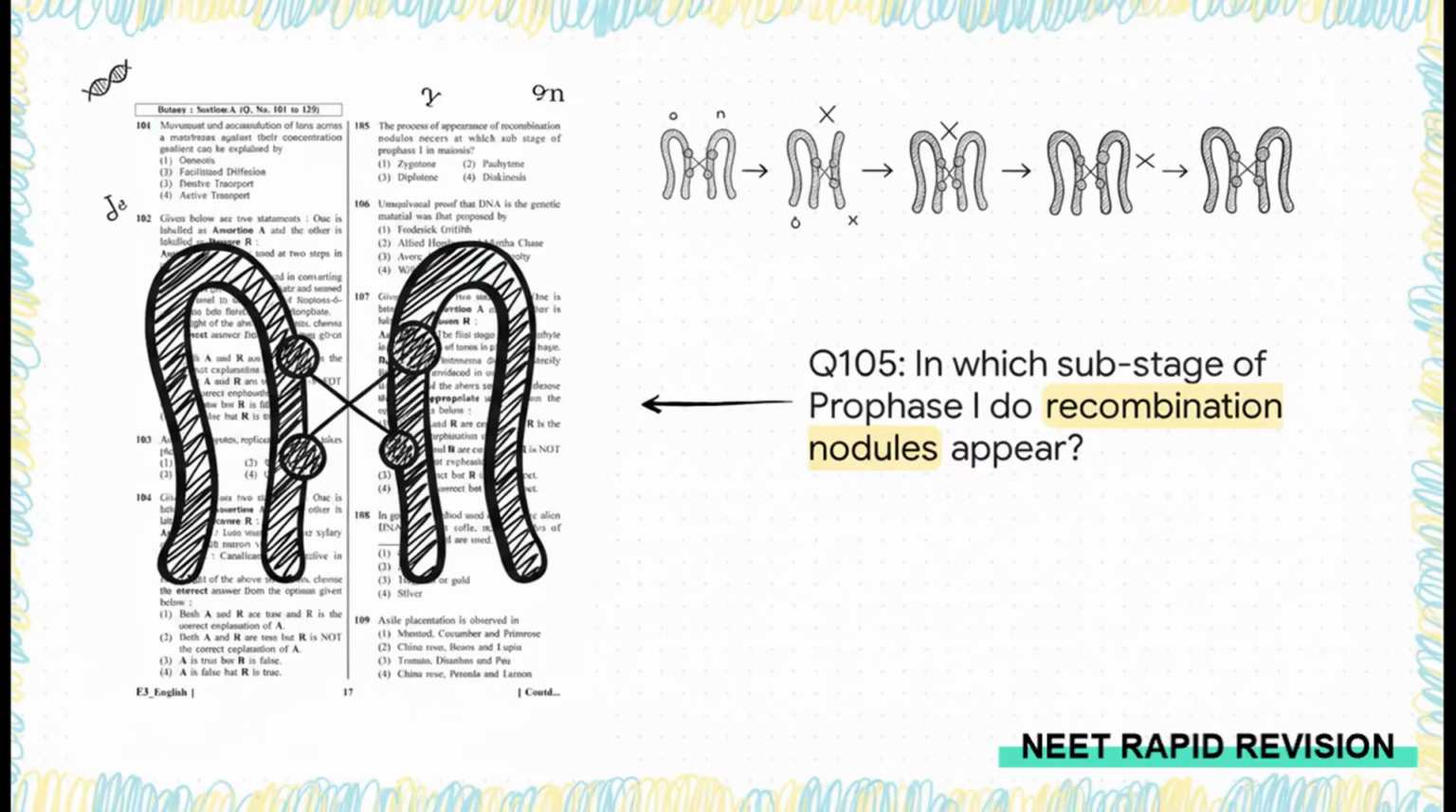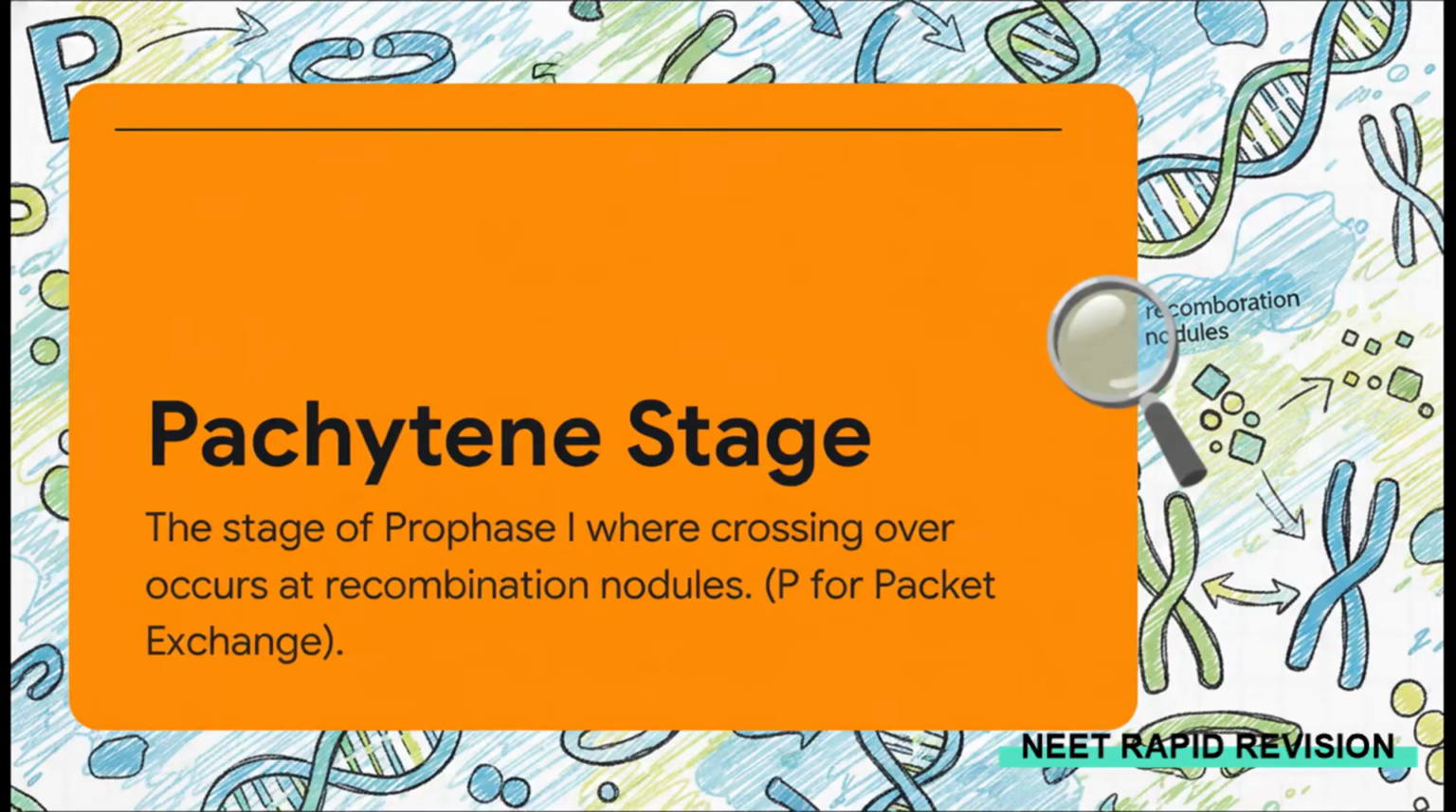Recombination nodules are a landmark event, but the question is, where exactly do they show up? And the answer is pachytene. Now, here's a super simple memory trick so you never forget this again. Think of pachytene as the stage where the genetic packet exchange, or crossing over, happens. So just remember, P for pachytene, P for packet exchange.